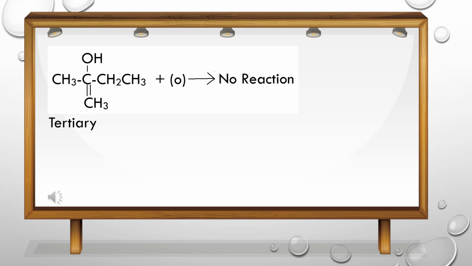Let's look at the oxidation of a tertiary alcohol now. Here's the structure of a tertiary alcohol. The carbon that has the OH is attached to three other carbons, plus an oxidizing agent. Turns out there's no reaction. These alcohols can't be oxidized. Let's see if it makes sense why.